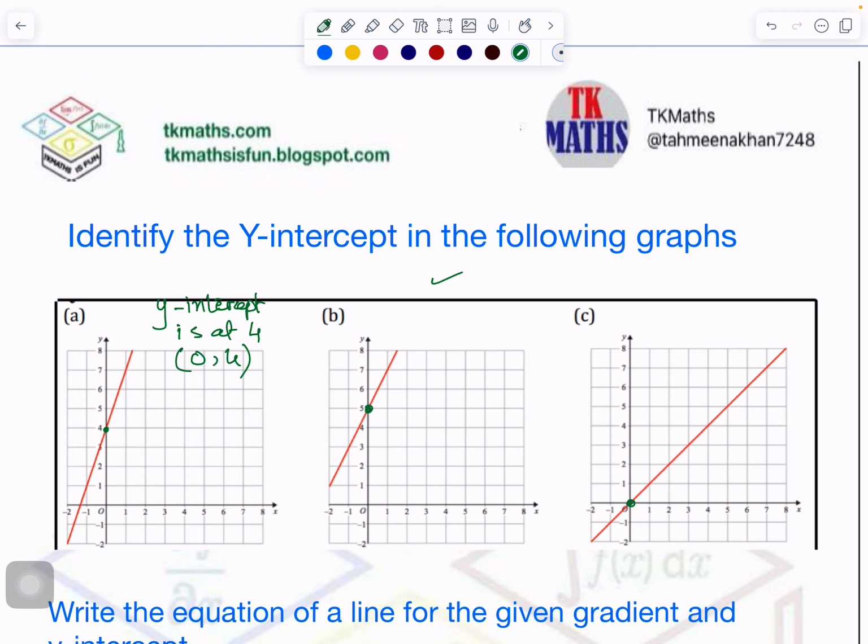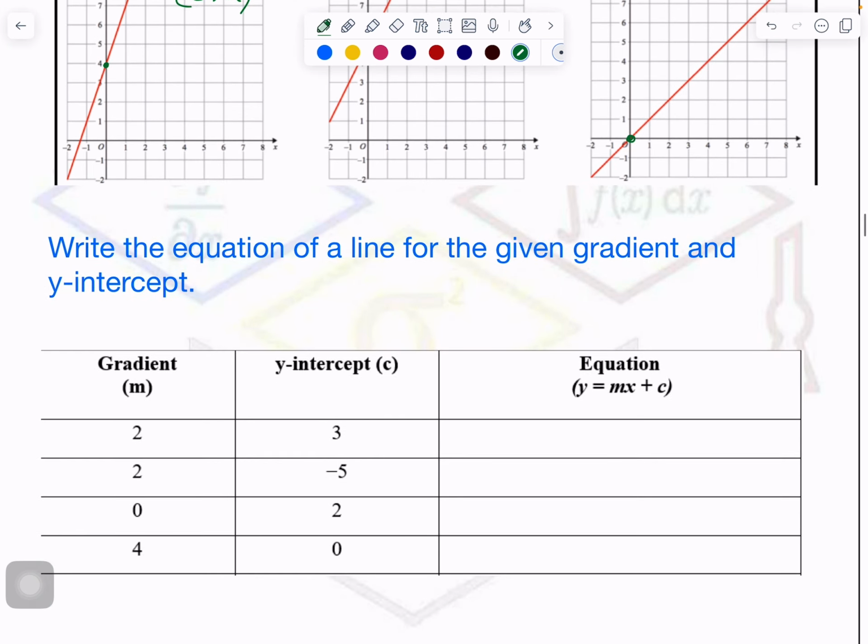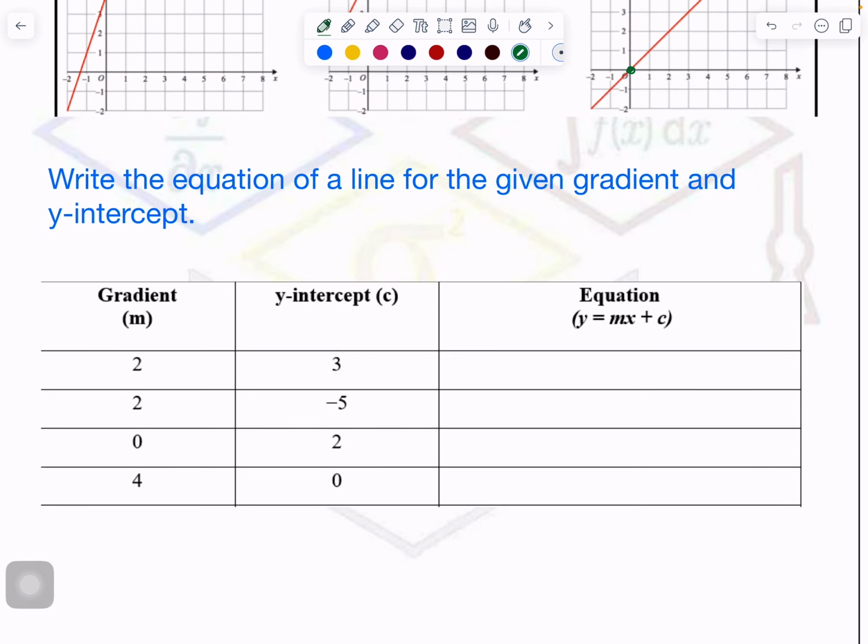What about part B? The intercept is at 5, and in the point form it will be written as (0, 5). In C, the y-intercept is happening at 0, and what is the point there? (0, 0). Absolutely right. So now we will end the video after completing this question.